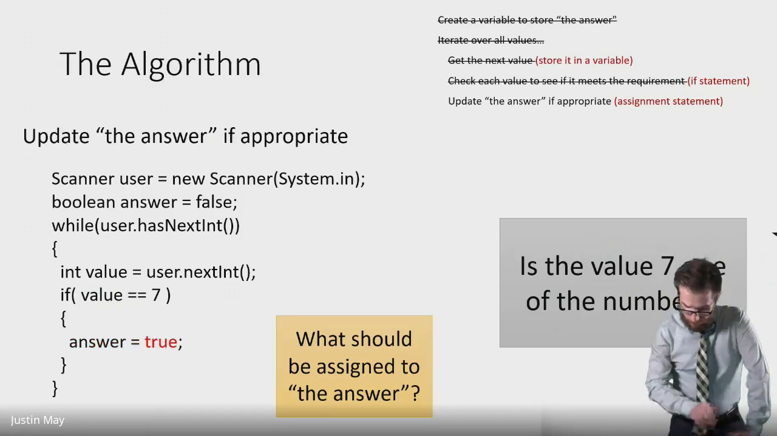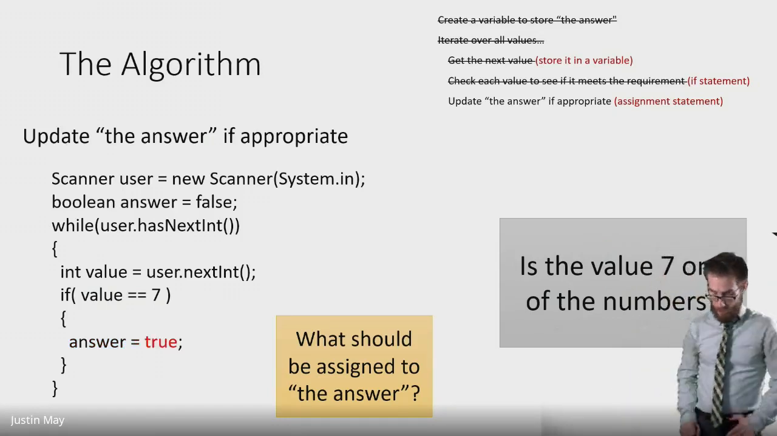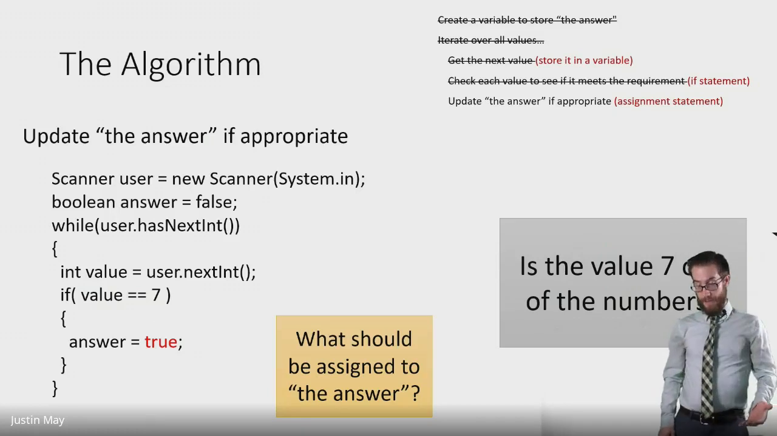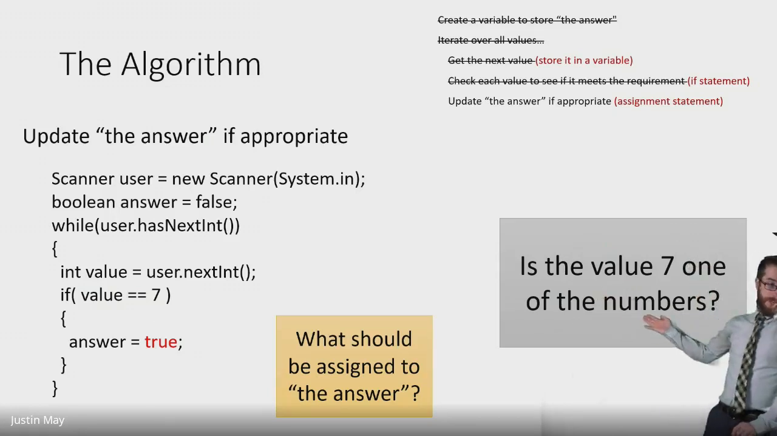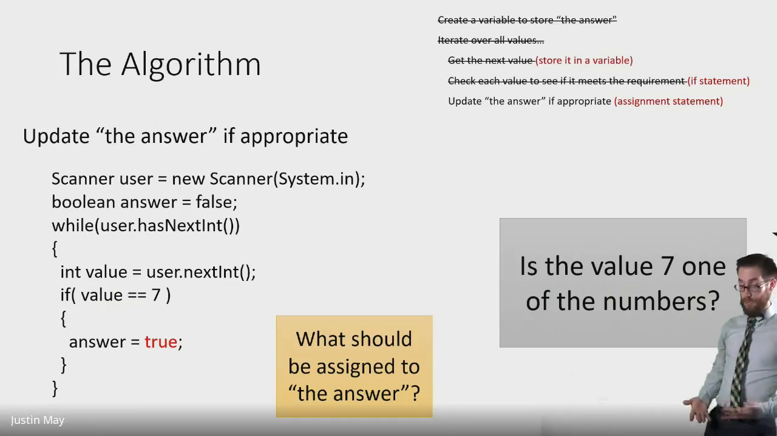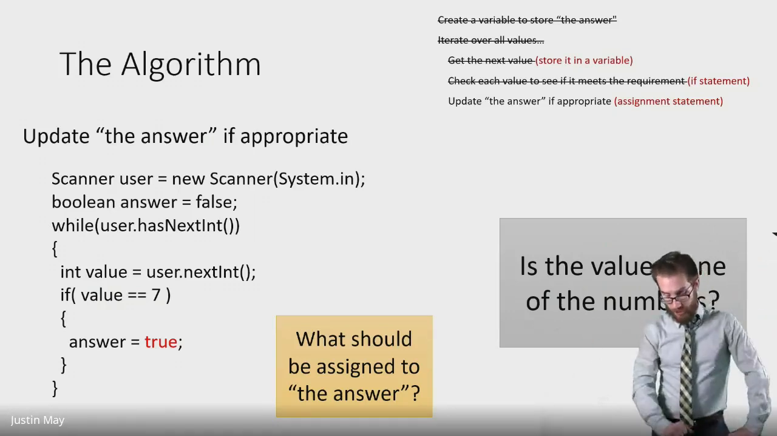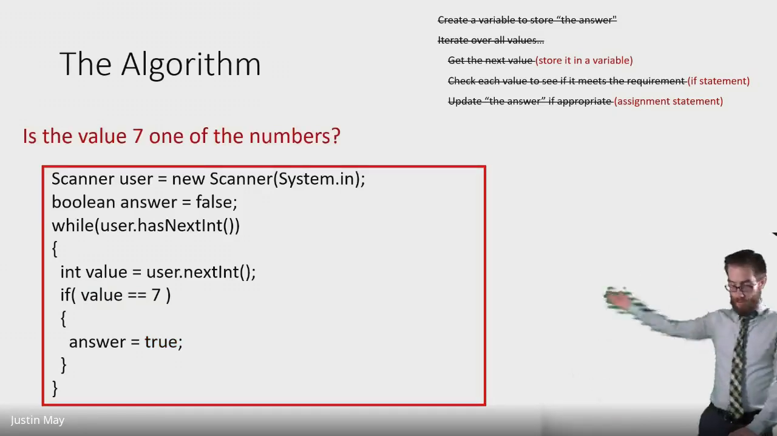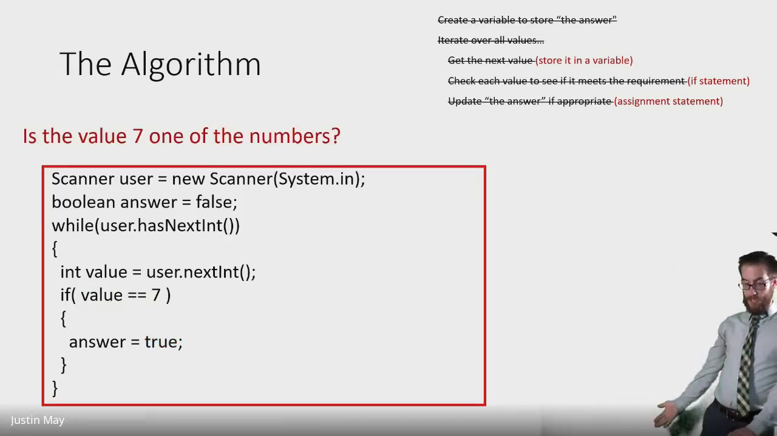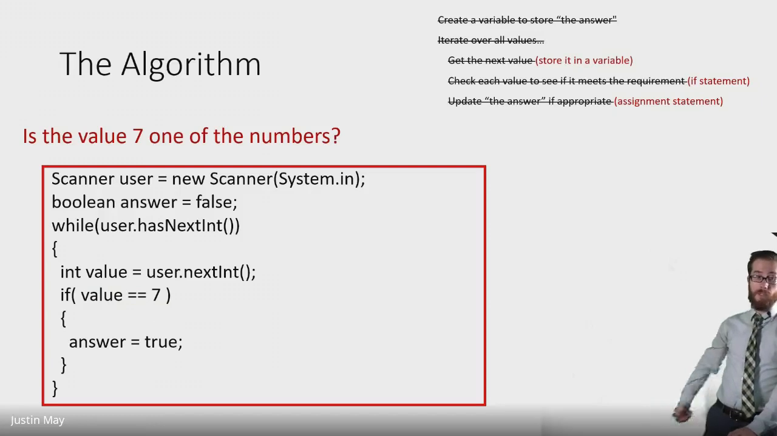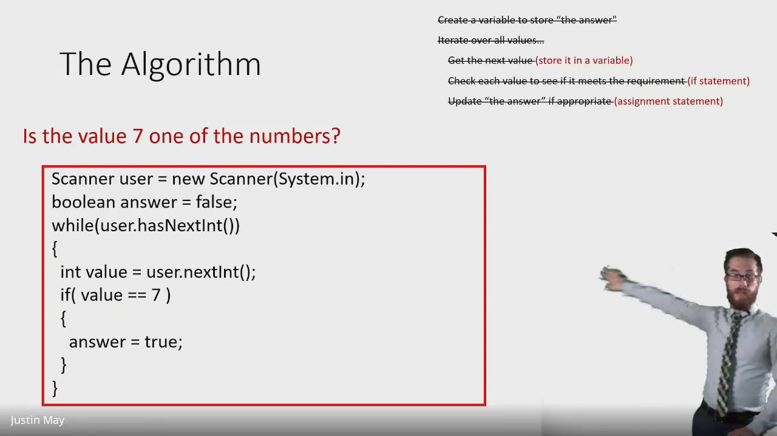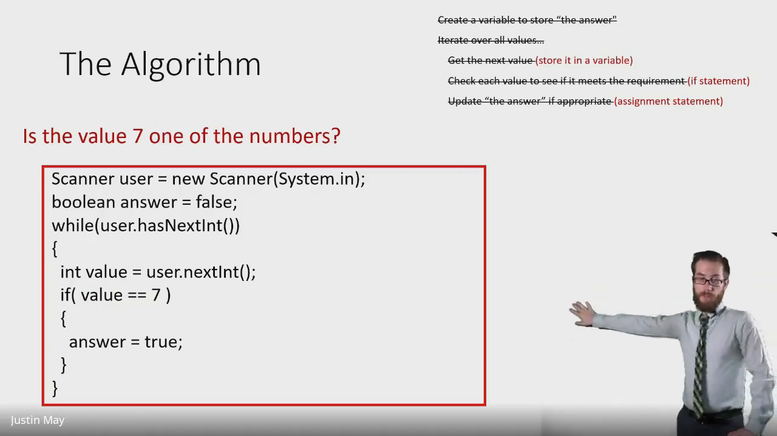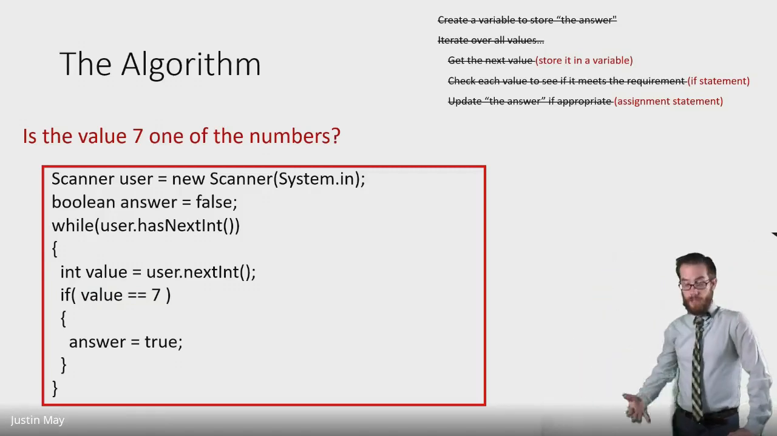Exactly, yeah. Answer is going to change to true because if the user has typed in 7, that means the answer to this question, is the value 7 one of the numbers, is yes, true. True, the user did type 7. So we change our answer to true. And that is it. This code will answer the question, is the value 7 one of the numbers that the user typed in? It's going to iterate over as many numbers as the user types. And if one of those numbers is 7, it changes the answer to true.